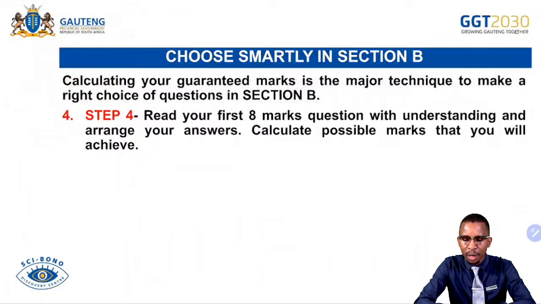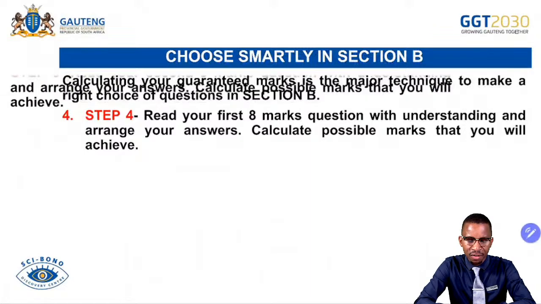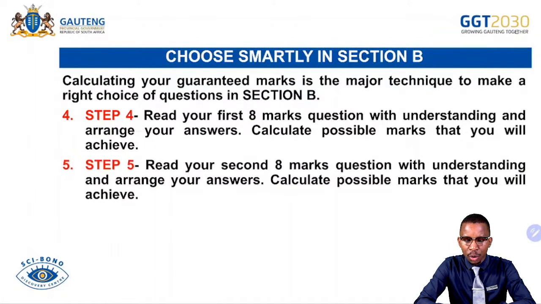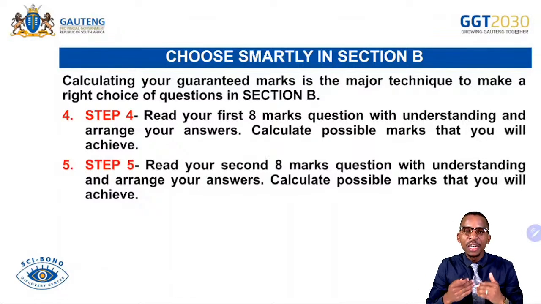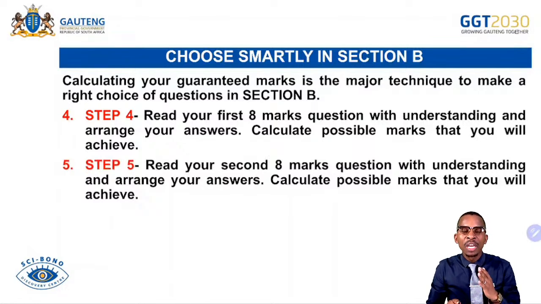Read your first 8 mark question with understanding and arrange your answers. Calculate possible marks that you think you will achieve. Read your second 8 mark question with understanding and arrange your answers, then calculate again. After that, you are done with that question, maybe question 2. You can get to know how many marks you think you will achieve. Then you go to question 3, you go to question 4. After that, you see which one will be giving you more score.